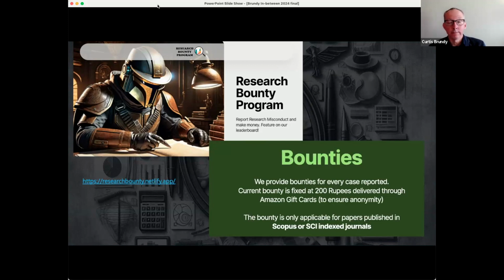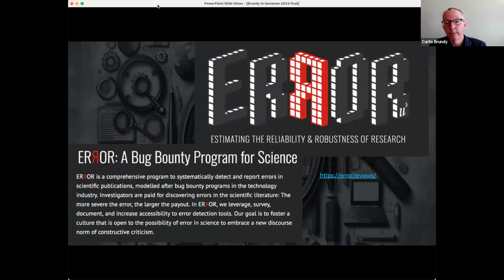And why would they do this? Well, they want to incentivize more folks paying attention and helping to do what the sleuths are doing. You know, flip over the rocks, see what's hiding under there, get it reported and get the retractions made. More accountability. That's the whole point of these bounty programs. And there's two that I know of. I don't know if other folks know of more of these. Here's the other one, the Estimating the Reliability and Robustness of Research initiative. Similar, it's offering to pay investigators for discovering errors in the literature.